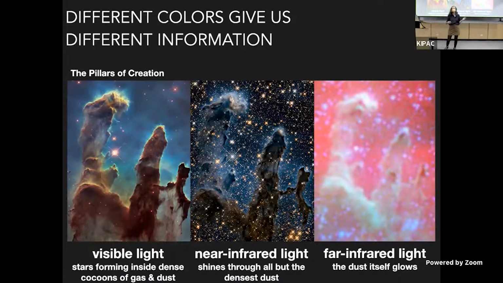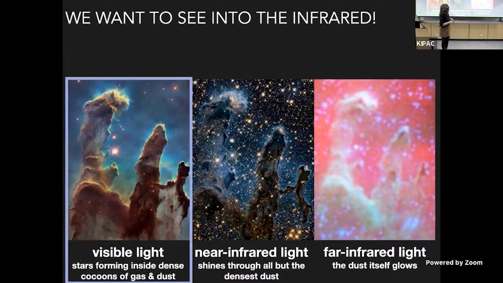And then if you go to longer wavelengths still, this is what the picture looks like. It's much lower resolution because it's been very hard historically for us to get good pictures in the mid-infrared. But here what you're seeing is the dust itself glowing. And so you can study the properties of the dust in galaxies by looking at these longest wavelengths.